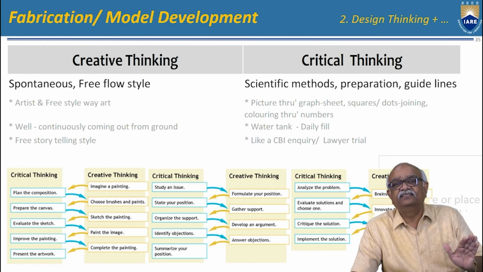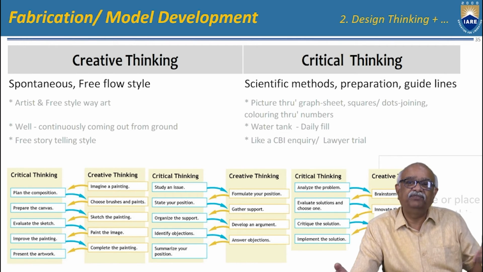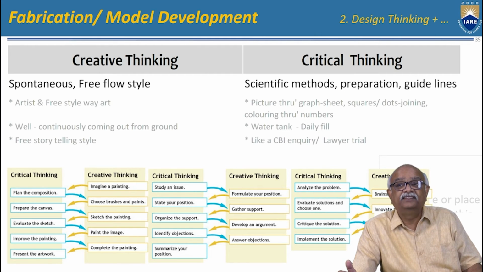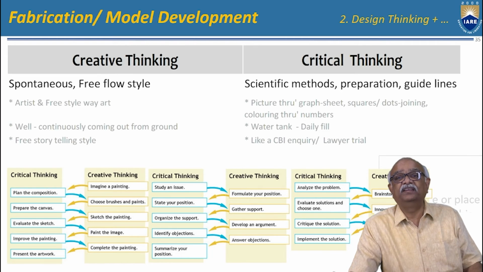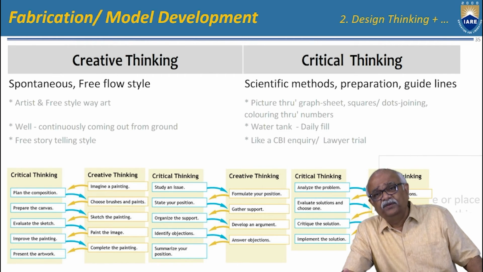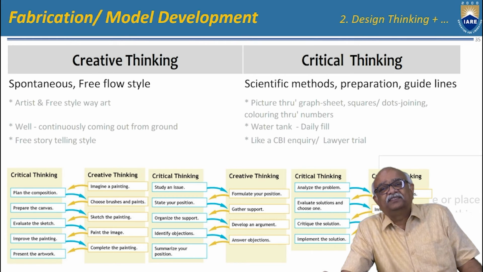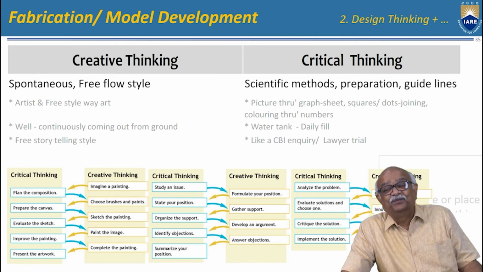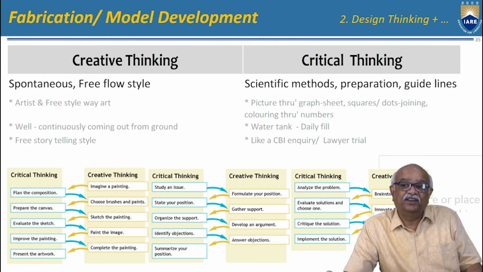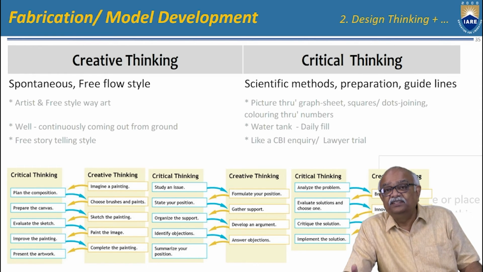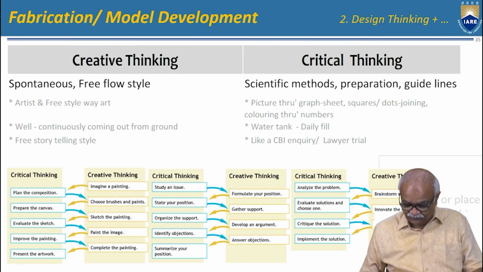Whereas in a well, such things are not there. It is free flowing. It spontaneously comes. Whereas in critical, it is a method. It is a preparation. There are some guidelines. In the same way, a creative man will tell like a story. Whereas a critical man, you think of a police or a lawyer or a CBI inquiry being done on you, how it will be, the questions and all. It will be like that. So these are the two different skills.